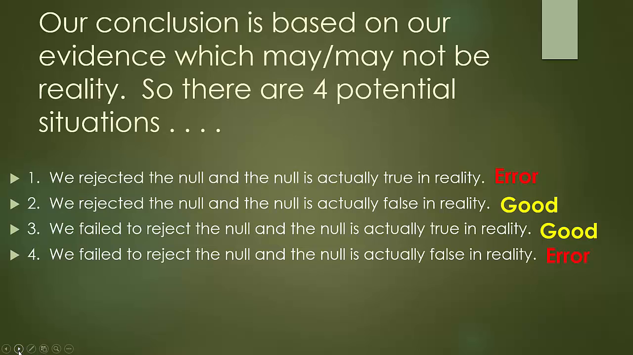Now our errors are of 2 different types. The first type of error is we rejected when we shouldn't have, and that is called a type 1 error. Our second error is we failed to reject when we should have, and so that is called our type 2 error. We'll look at each type of error a little bit more in depth, but our first thing is just to recognize what it means to make an error.